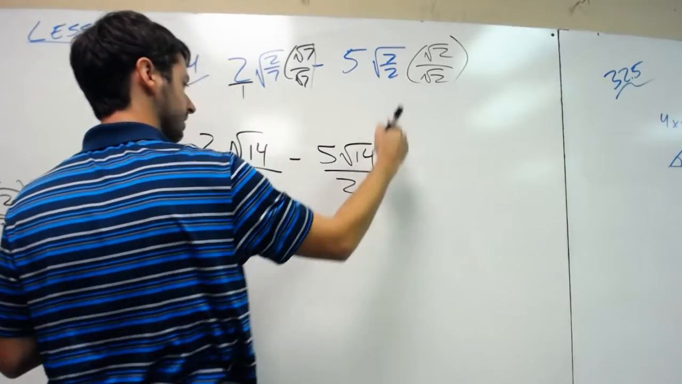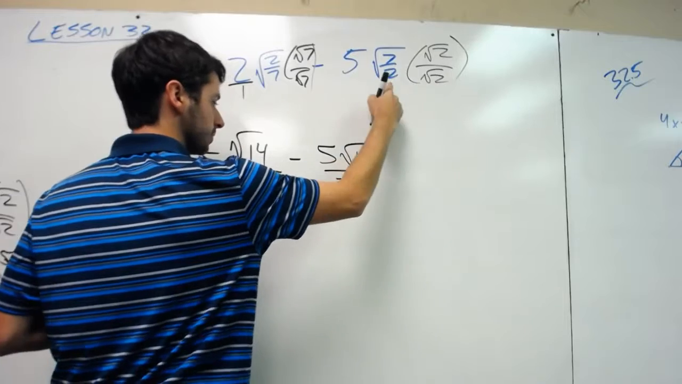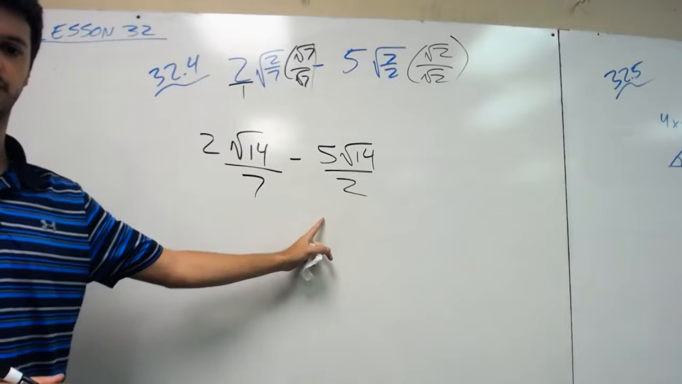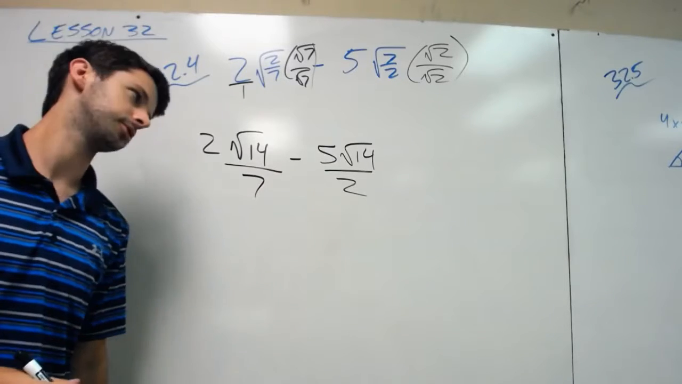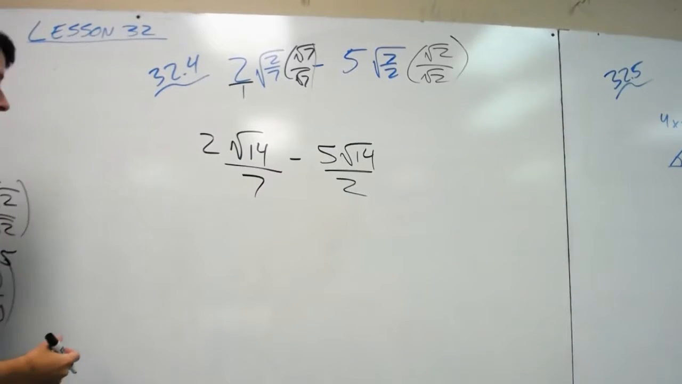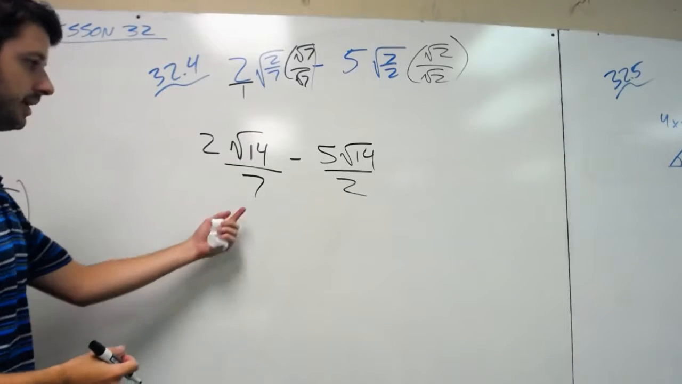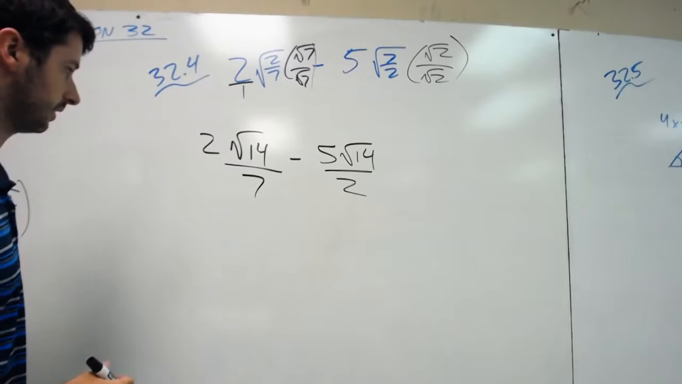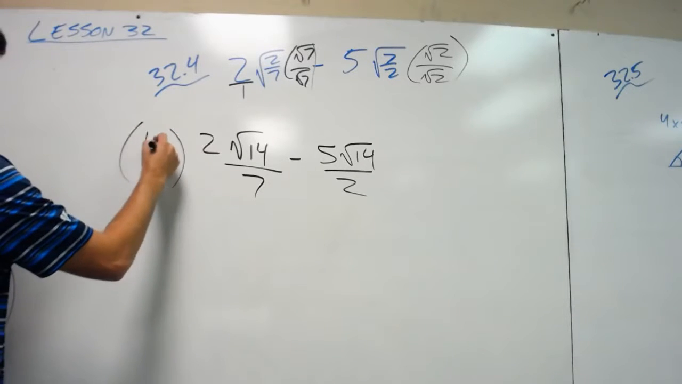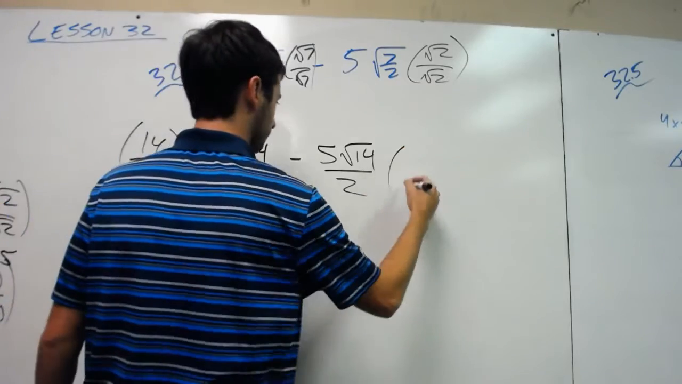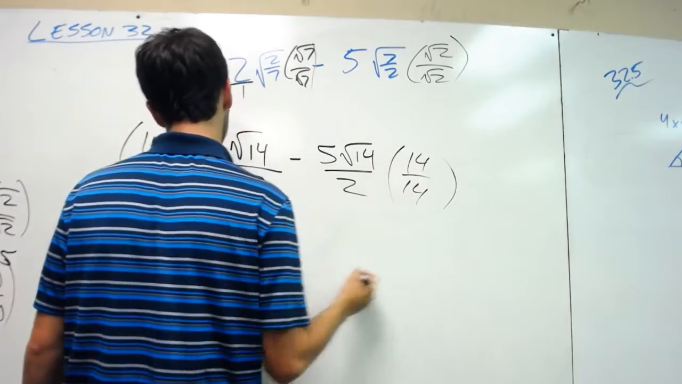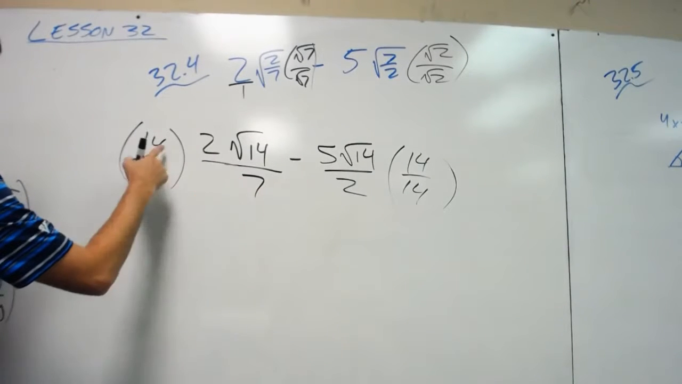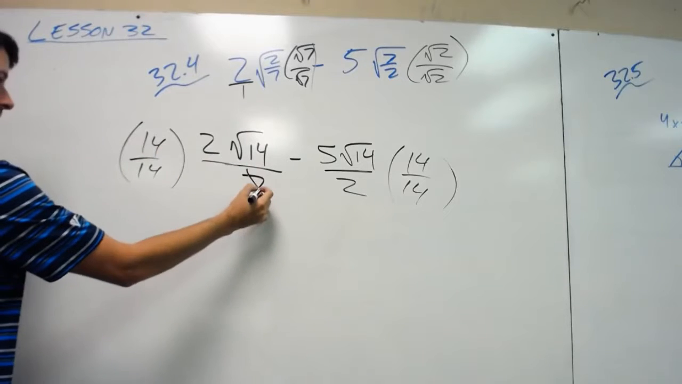Square root of 2 times square root of 7, square root of 14, square root of 2 times square root of 2 is 2. We have like terms in the numerator, however, in the denominator they are not the same, so we got to multiply to get the least common denominator. Least common multiple between 7 and 2 is going to be 14. So we multiply 14 over 14.